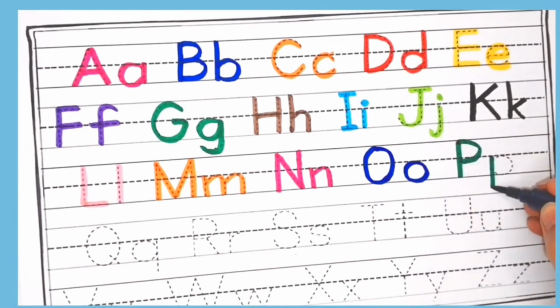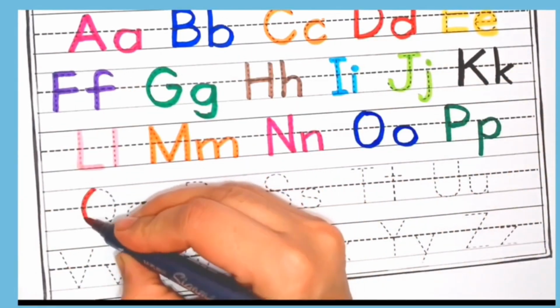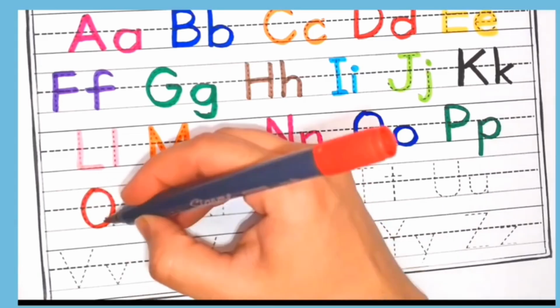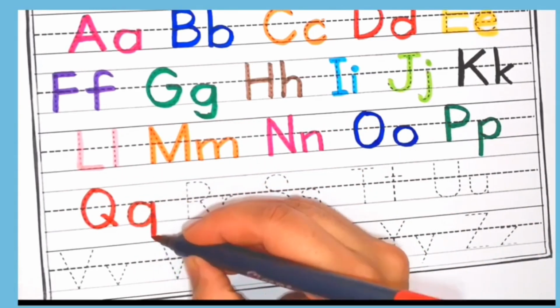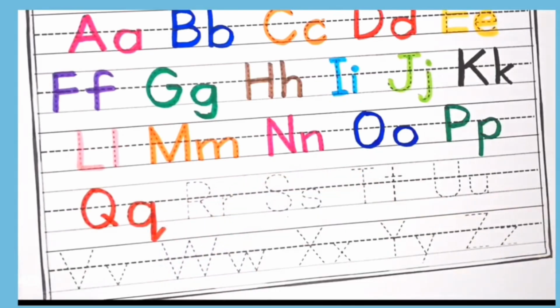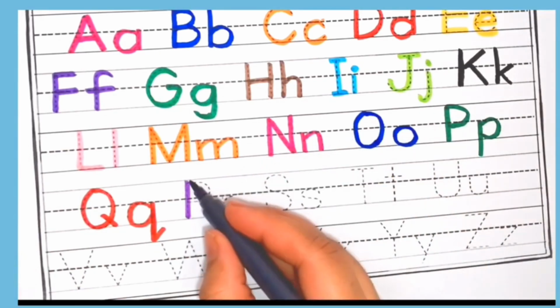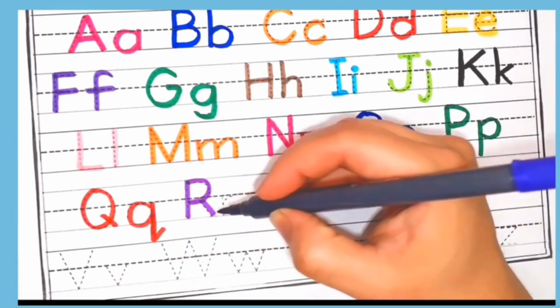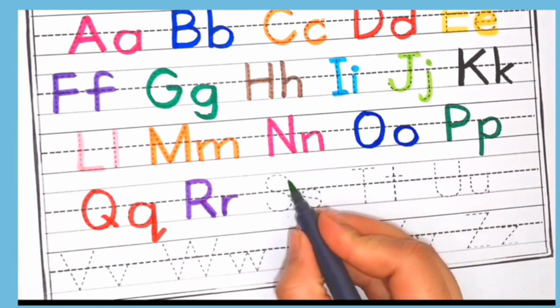Capital P, small p for panda. Capital Q, small q for queen. Capital R, small r for rainbow.